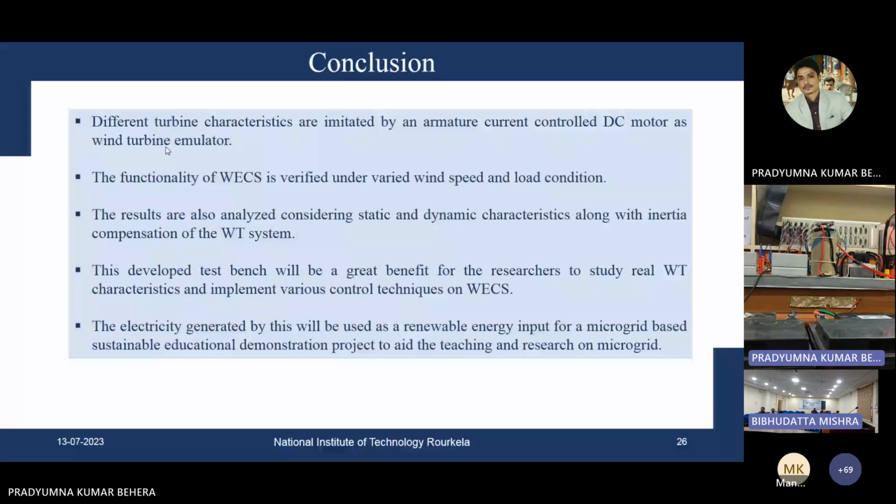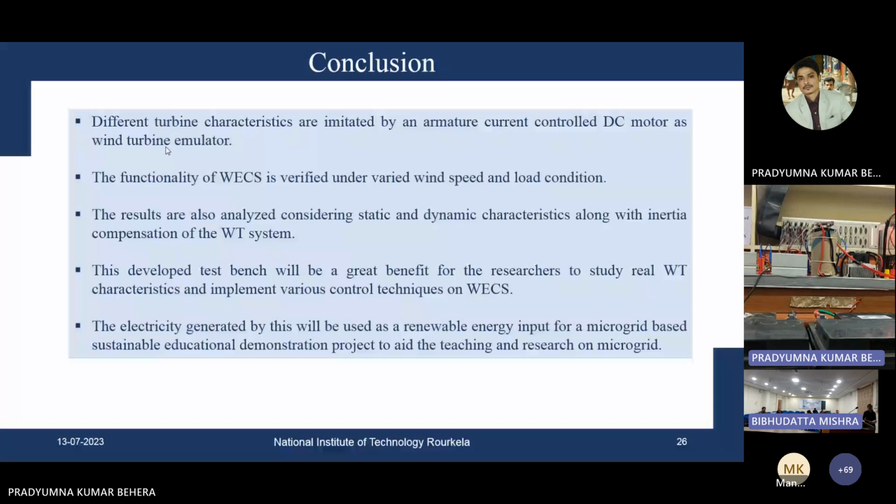The electricity generated by this can be used as a renewable energy input for a microgrid based sustainable educational demonstration project to aid the teaching and research on microgrid. And the power level can also be scaled up for a real implementation of a microgrid using the wind turbine emulator.